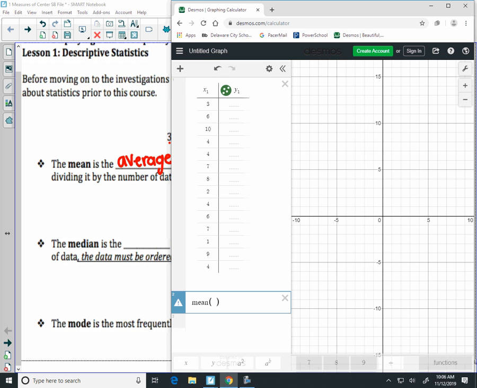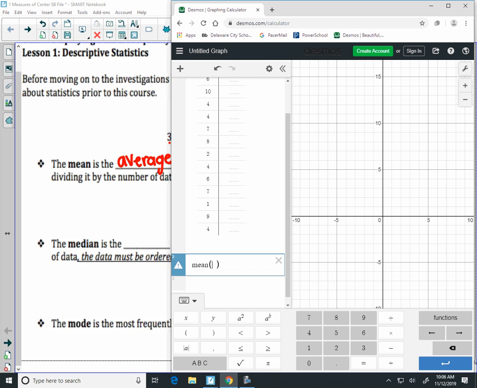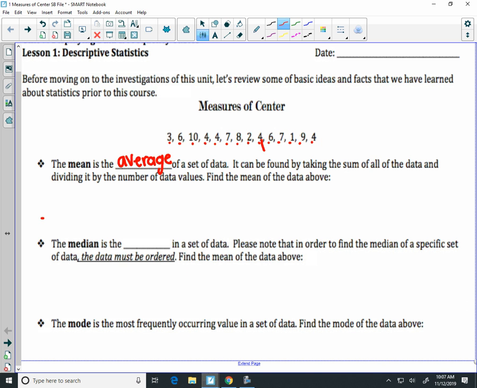Now, we have to tell it what list to look at. Our list that we just put in, my list is X1. I'm going to suggest that you always clear your list out, so you're always looking at X1. So I'm going to put mean, and I'm going to type in X1, and it's going to give me the mean. I would give a couple decimal places. I would do it 5.4 probably. Or if you said 5.36, that would be fine.